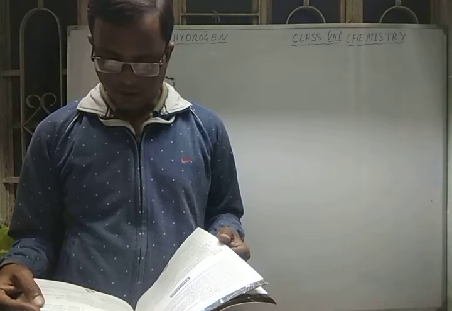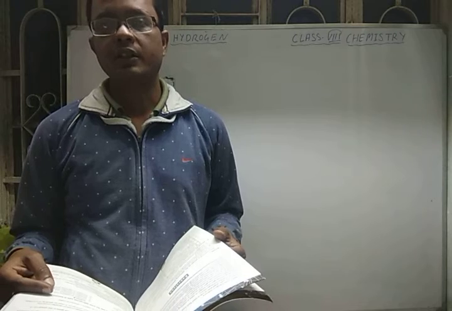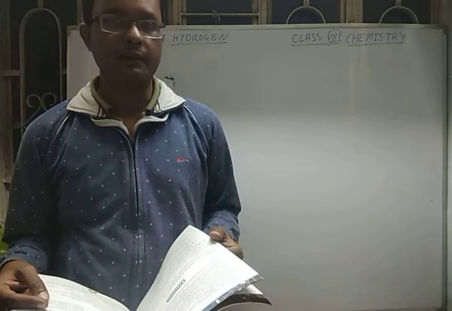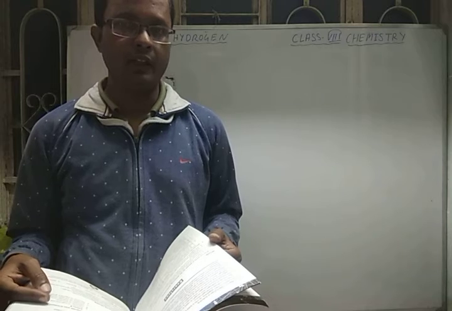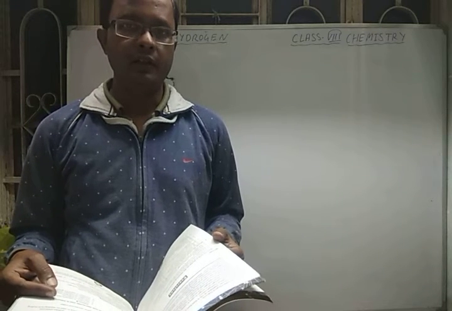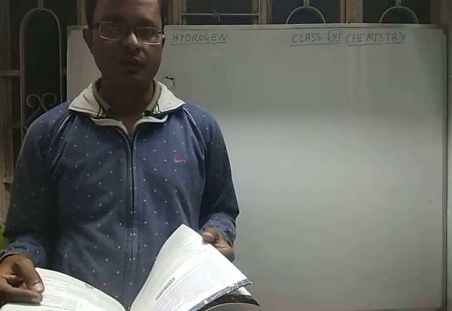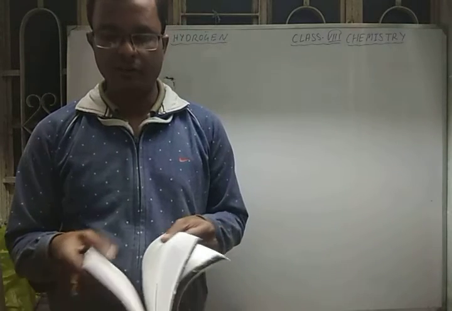Oxidation and reduction in terms of electrons. When an element loses electrons to form an electropositive ion, it is called oxidation, and the element which gains electrons to form an electronegative ion is called a reduction reaction.